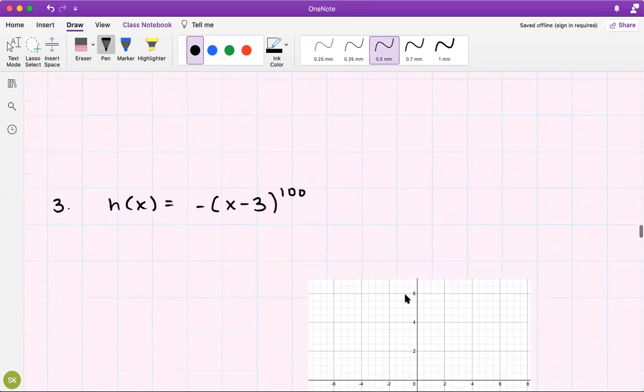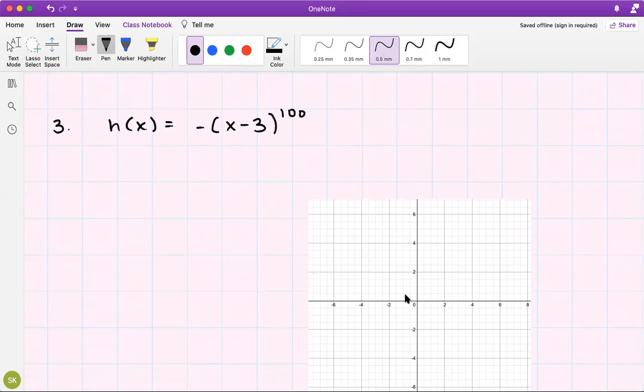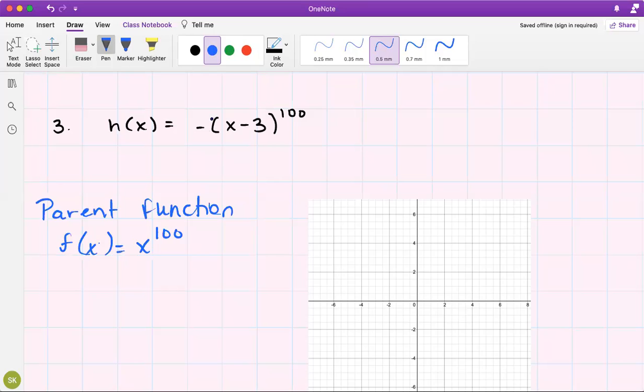Let me see what else I have here. Okay, I've got one more that I want to do. I'm not spending a whole lot of time on this because we've done transformations of graphs before. So here I have negative x minus 3 to the 100. Start off by trying to figure out what your parent function is. The parent function, I would say, is x to the 100. So you could say f of x is equal to this, and you could also go with negative x to the 100.